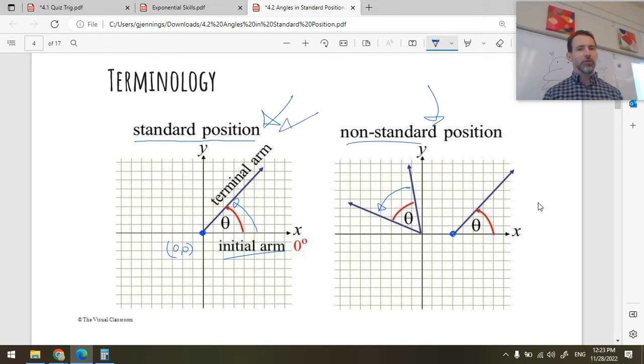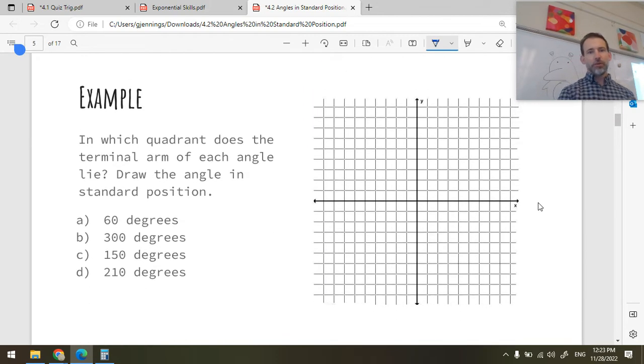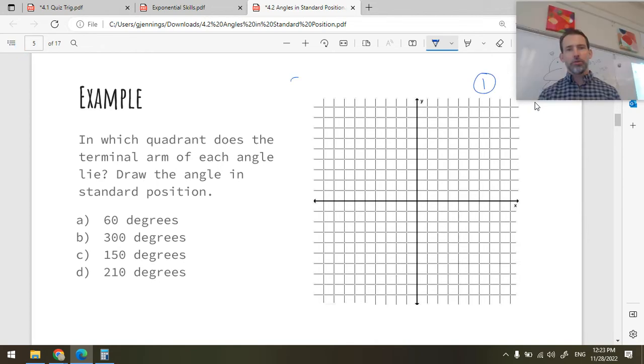This is what we're talking about. Standard position angles. Let's go. So let's figure out which quadrant each one of these angles belongs in. Okay, a 60-degree angle, which quadrant will that be in at the end of the day? 1, good. We open up a 60-degree angle here. It's going to look something like that. Something like this, 60 degrees. There, that's 60 degrees. Good.